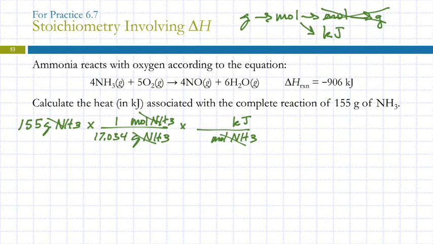So delta H is negative 906 kilojoules for 4 moles of ammonia. So 4 moles of ammonia, specified here, will give me 906 kilojoules of energy. Any questions?